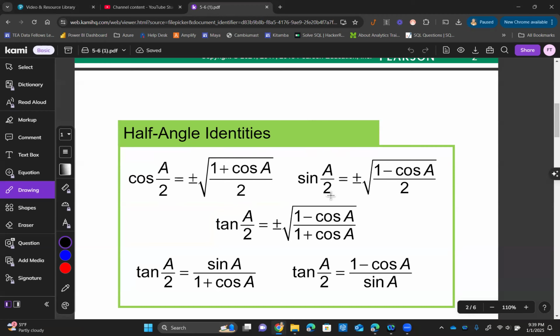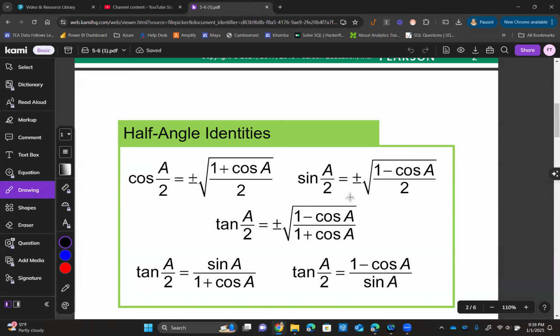For sine of A over 2, we will calculate the square root of (1 minus cosine A) over 2, and then we have to think about the sign, depending on which quadrant the half of the angle lies in. And finally, for tangent of half of the angle, we can calculate its value by taking the square root of (1 minus cosine alpha) over (1 plus cosine alpha).